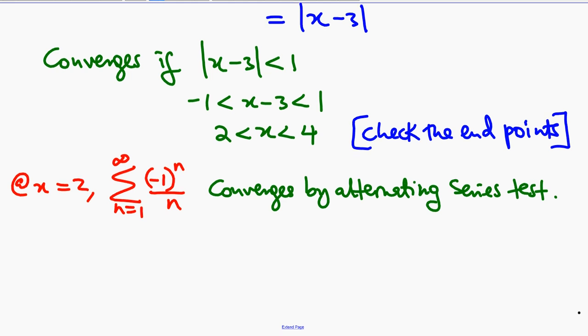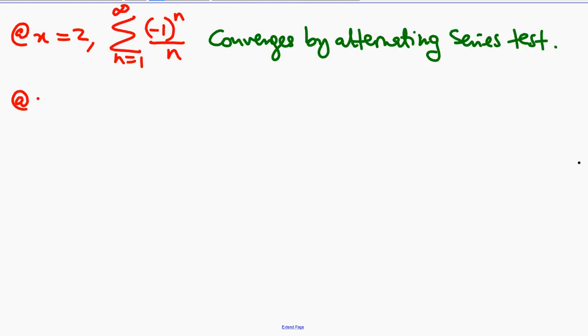Now we'll check the second point. Our series will be: plug 4 in place of x, and then you'll end up with that. Because if you plug 4 in place of x, you'll end up with 4 minus 3, which is 1. So our series is a harmonic series, which you know diverges by the p-series test. So this diverges.